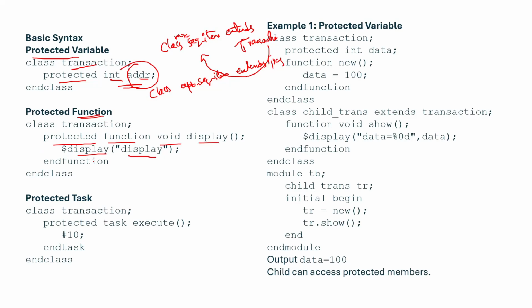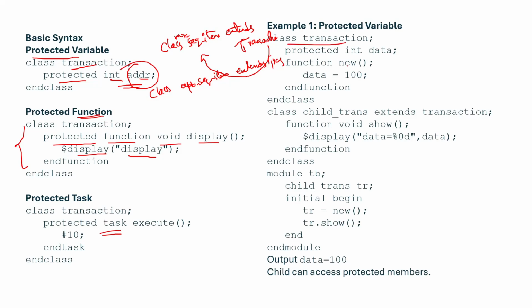This display I am utilizing in my class, and then this method is also accessed by the child class. So the function or task both are the same, right? But tasks are using delays, functions are not having any delays. That's it, and there is nothing other difference from this.